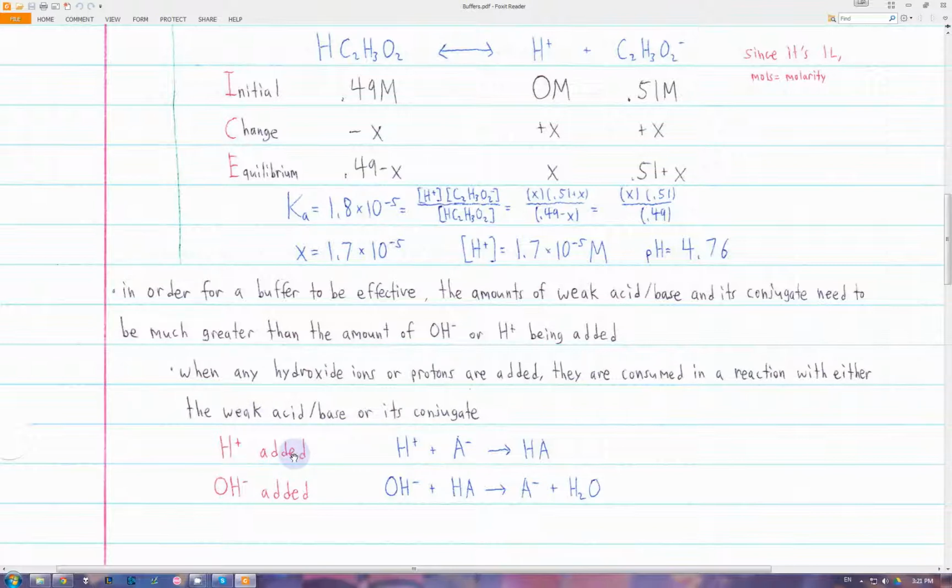So if H+ is added, it will react with the base to produce the weak acid. In the previous example, we had acetic acid and acetate ion. So if we added H+, then the H+ would react with the C2H3O2- to produce acetic acid. Now if we add hydroxide ion, it will react with the weak acid. It will steal the proton to produce water and the conjugate base, which is what happened in the example that we did.